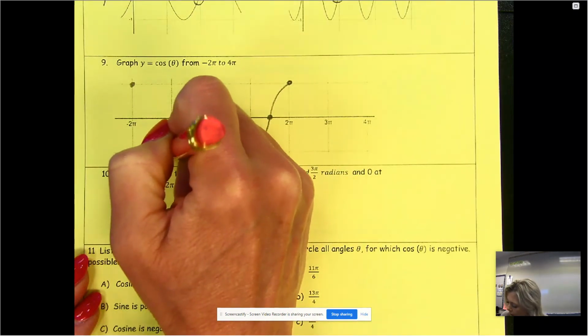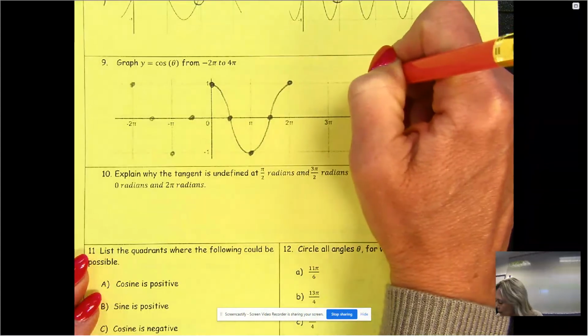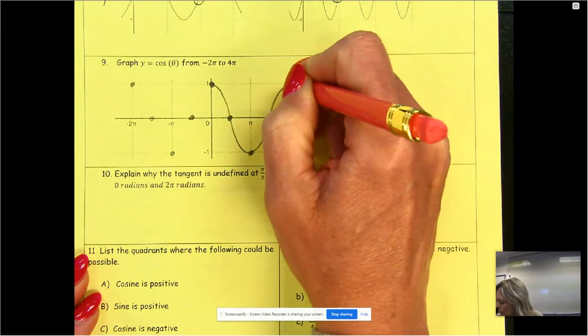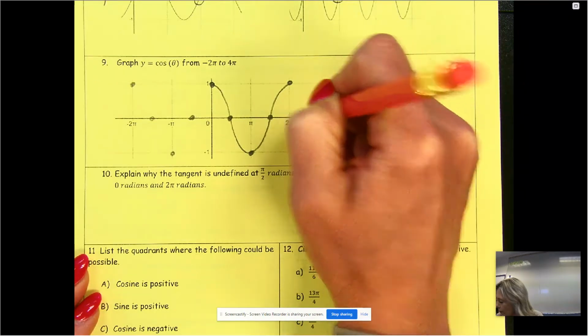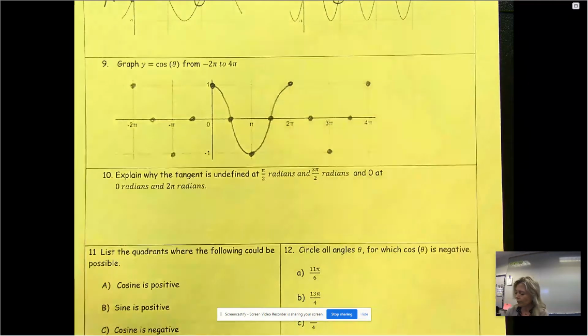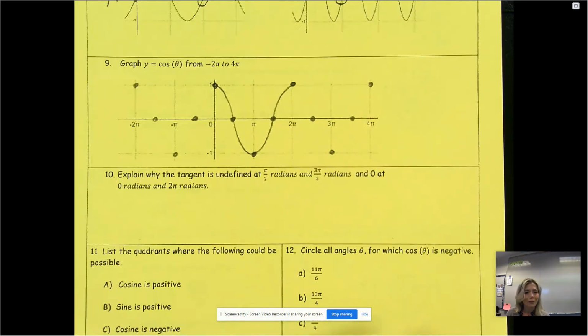I'm not going to connect them all, but you should have these 5 points shown for every single cycle. So I'm just going start to finish. This is in the middle, here, and here. Okay? So you should have 3 full cycles shown.